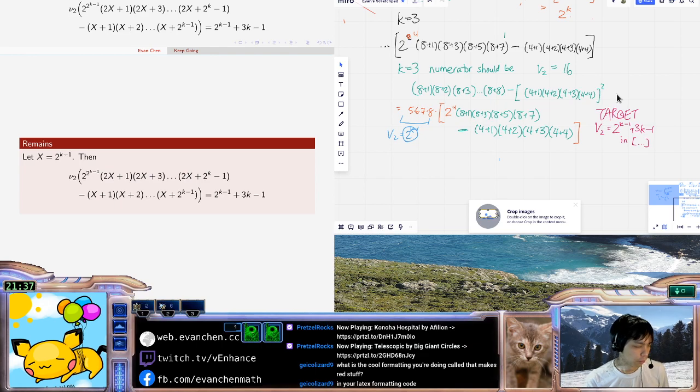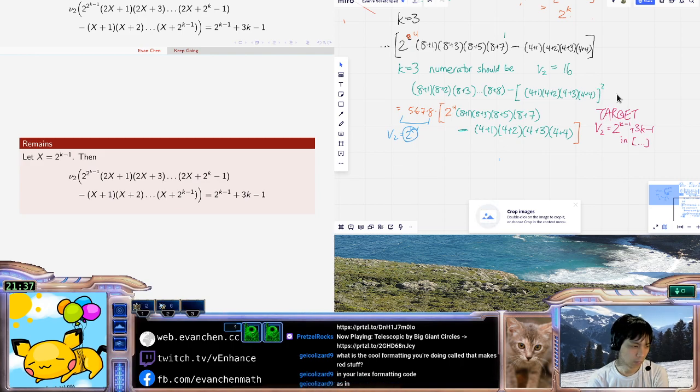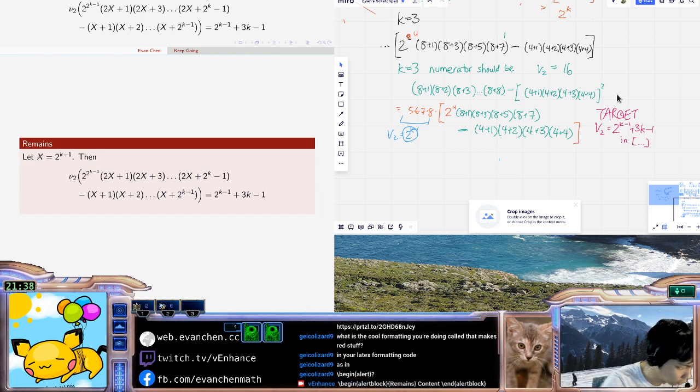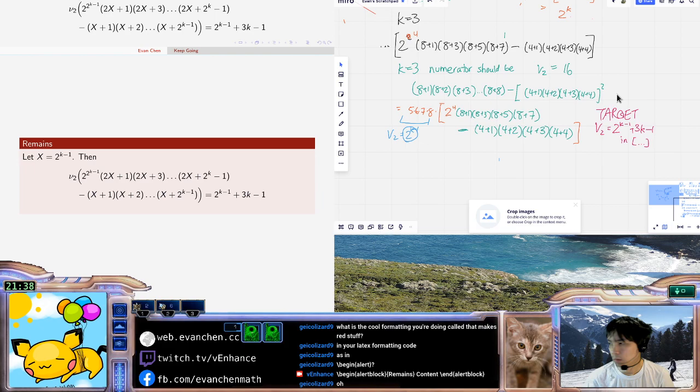What's the cool formatting stuff you're doing? It's an alert block in Beamer. So in Beamer the code says alert block, like that.